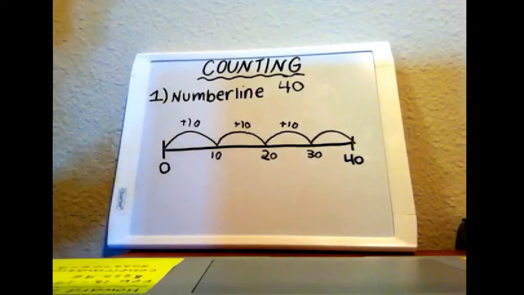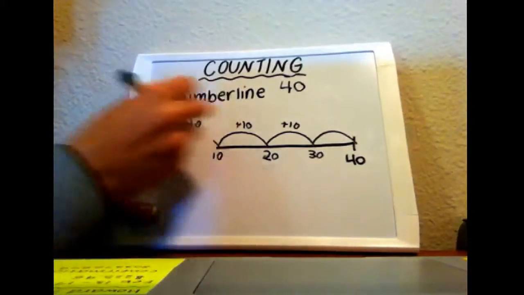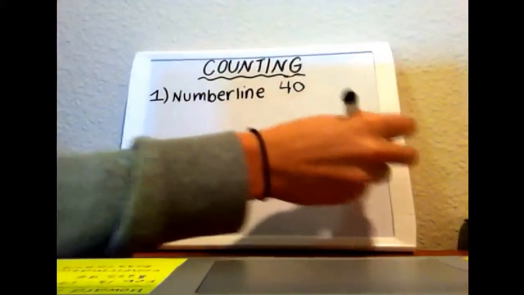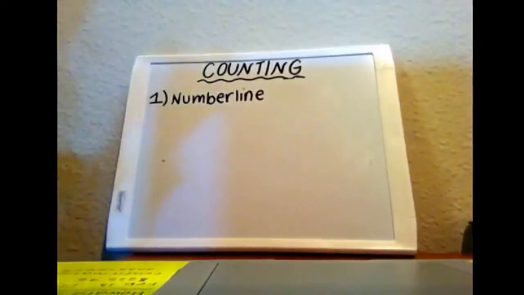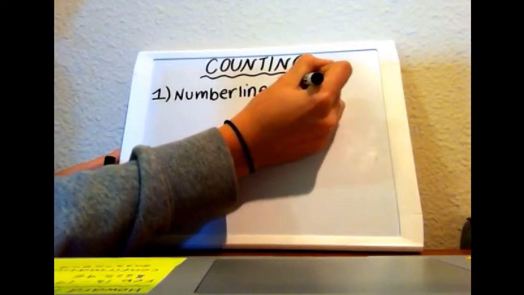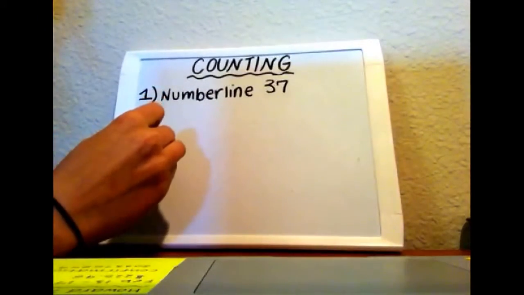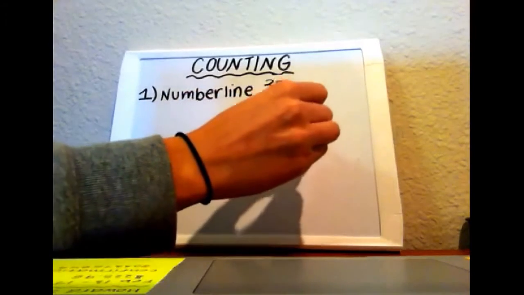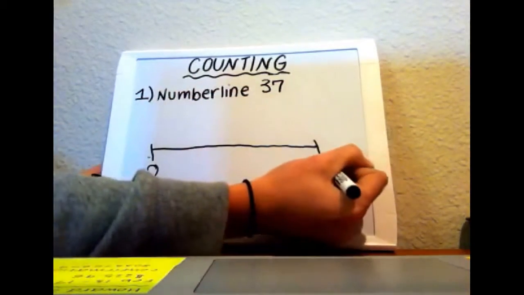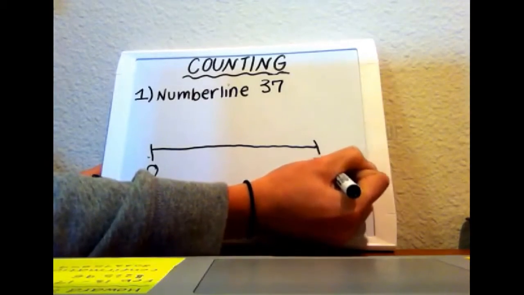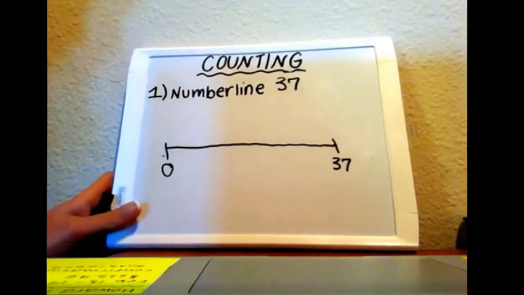Let's say you have a more complex number though, something that isn't as equal as 40 and easy to add. Let's say our number was 37. So we'll start off again with a number line. Start off again with the same starting point, and then our ending point will be 37. So to do this, we can take the same approach as our last problem.